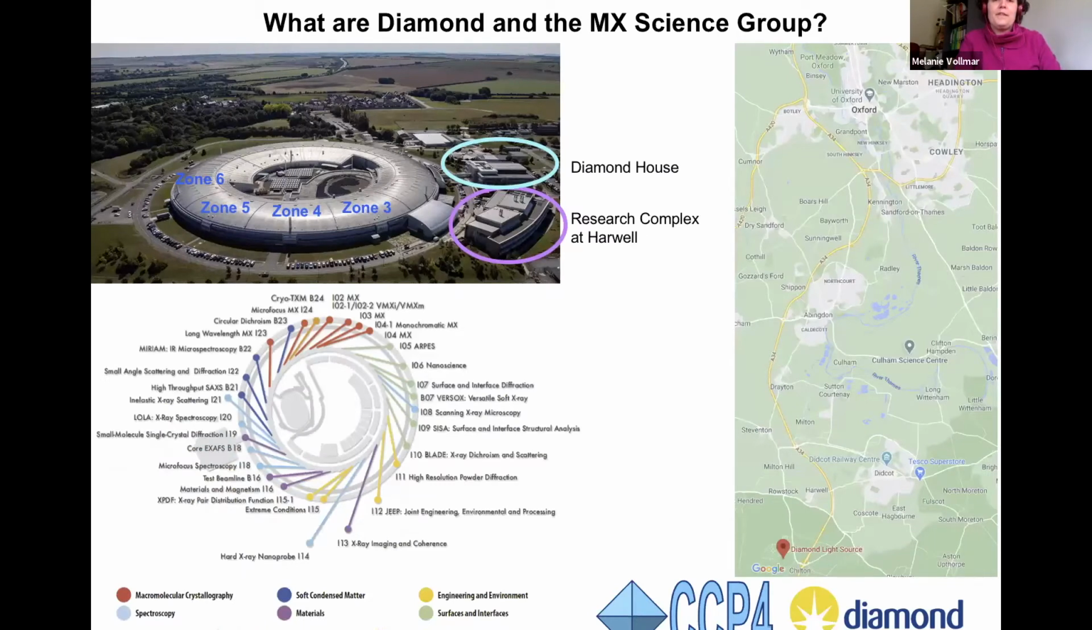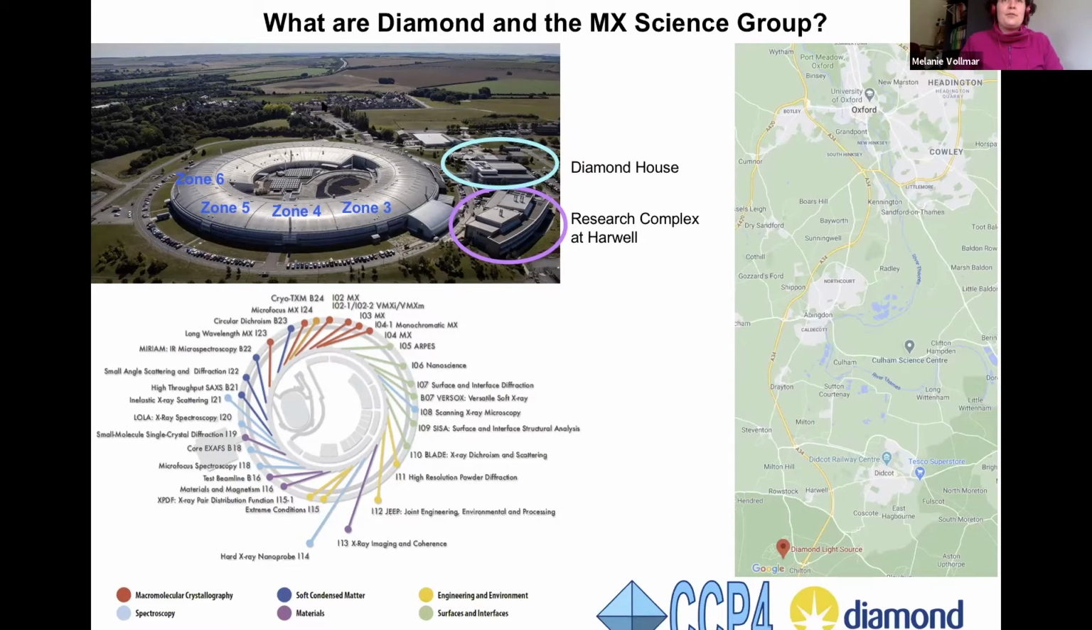Diamond is the UK's national synchrotron facility. So it's a particle accelerator. And within Diamond, I'm part of the MX Science group. To give you a bit of an idea, on the map, you've got Oxford up here, and then you've got Diamond down here. Can you see that, I hope? It's along the A34, roughly half an hour's drive. It's in the middle of the countryside, in the middle of nowhere.